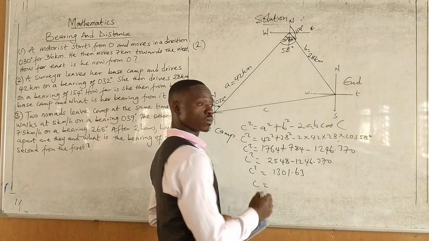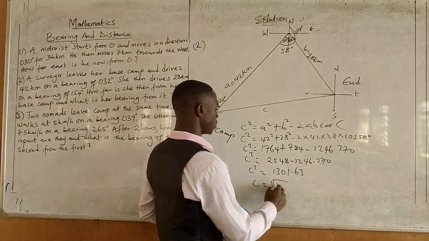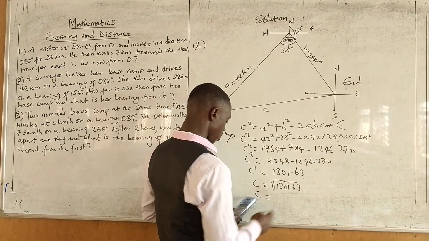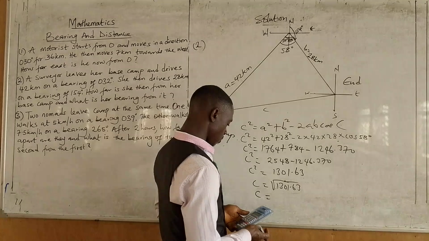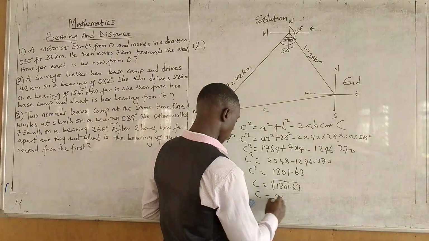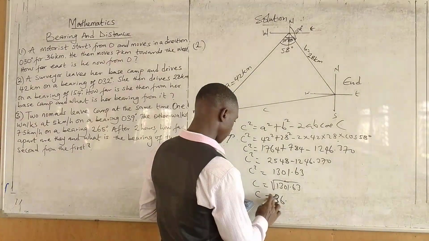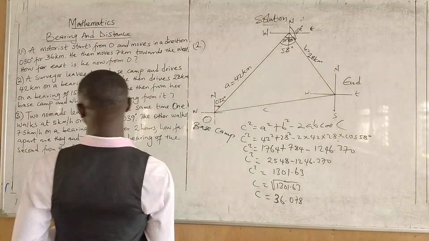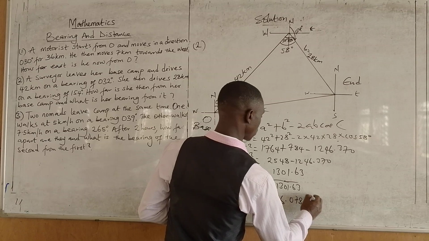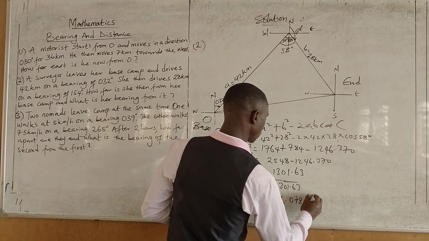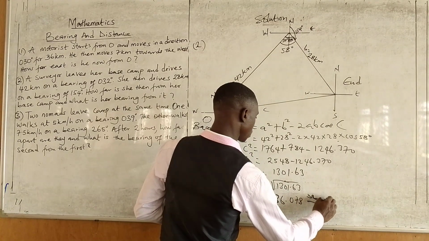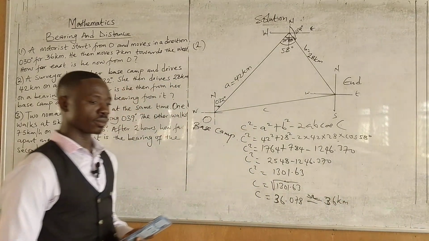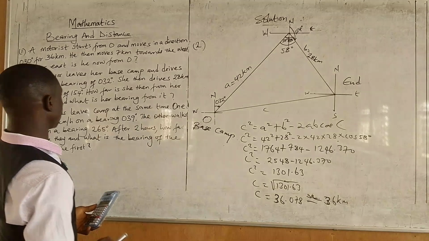Then what's the value of c? c is going to give us the square root of 1301.63. And then c will be equal to 36.078. Do we have to approximate? No, so just let's approximate to 36 kilometers. So the answer is 36 kilometers. All right. Now we are also asked to find a bearing from it.